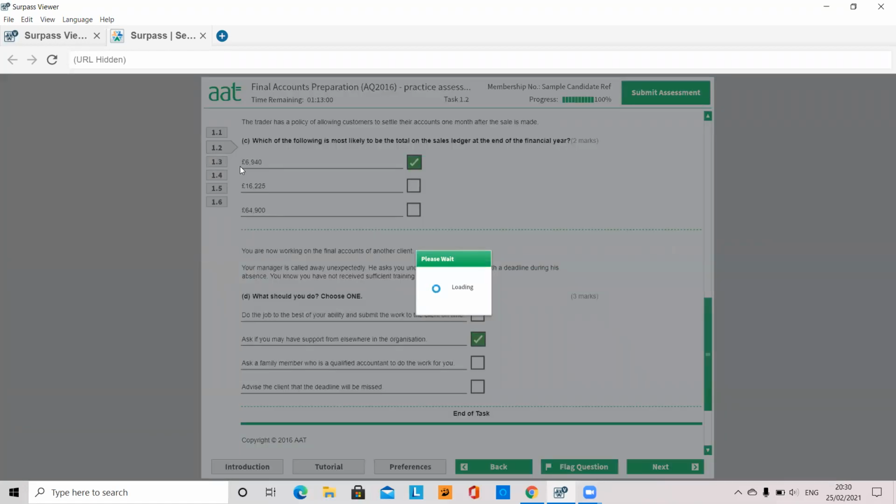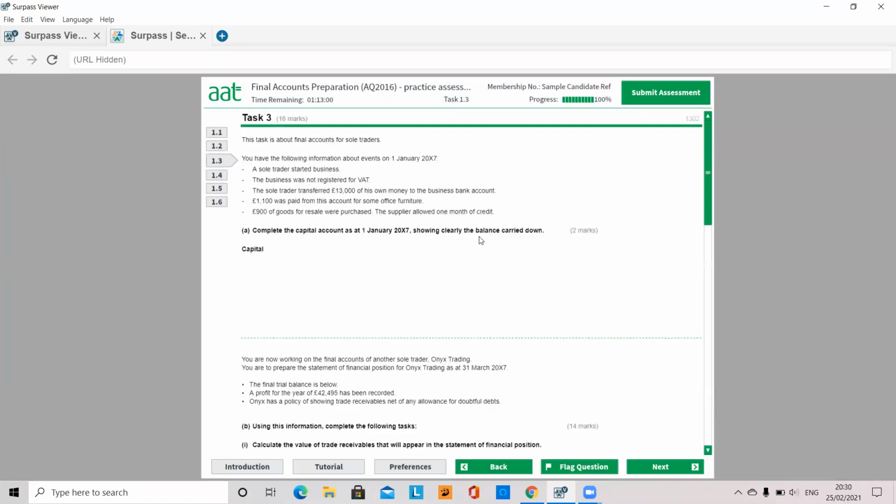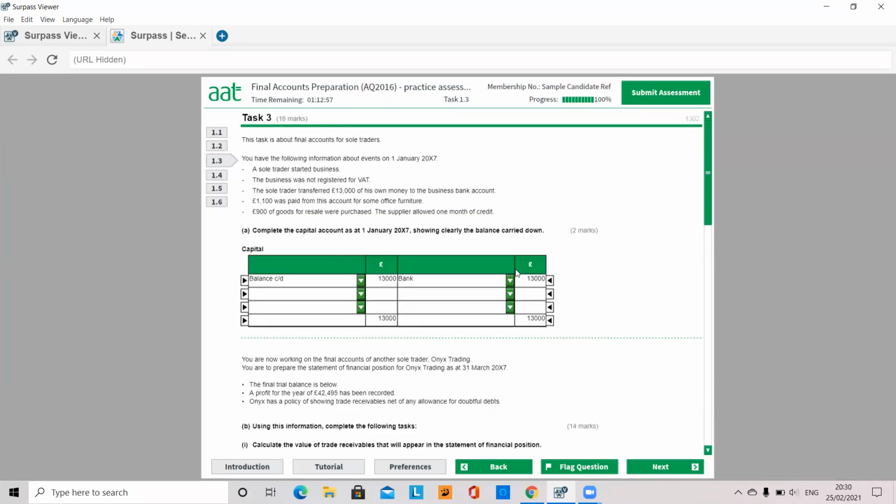Next one, 1.3. So this one is to do with, so the task is final accounts for sole traders, and it said you have the following information about events on the 1st of January 2007. A sole trader started business. The business is not registered for VAT. And it says the sole trader has transferred £13,000 of his own money to the business bank account. And again, you remember from earlier, you would have debited the bank and then credited capital.